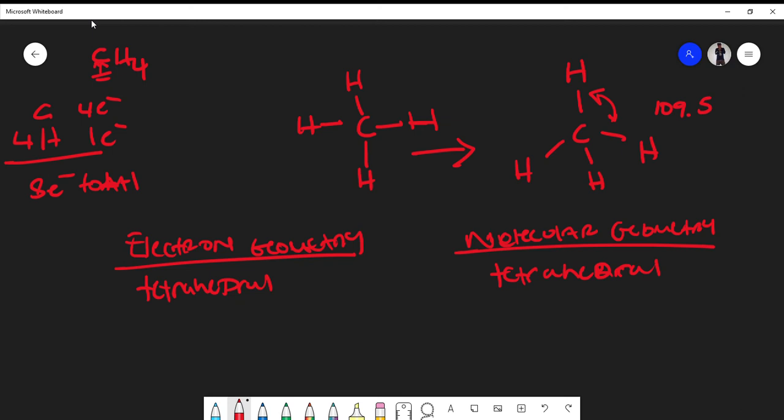So the idea is that lone pairs, because they're of higher energy, cause some sort of distortion and would be able to push these hydrogens closer together. Right? So that's a thought experiment. Let's do another one.